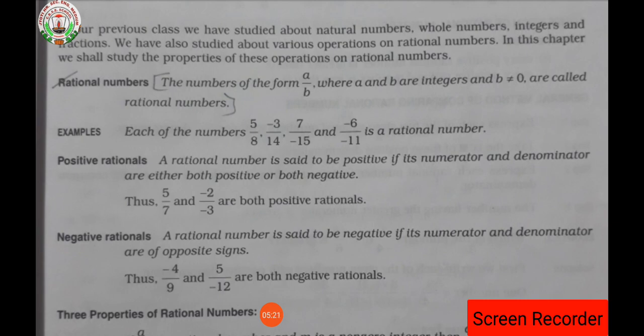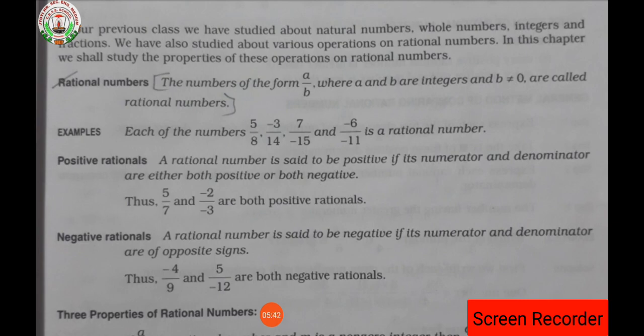Clear everyone? This is the definition of a positive rational number. Hope you people understood. Okay. Next comes the negative rational number. Here we are going to deal with the negative rational number. As the word itself says negative, that means either the numerator or the denominator will be negative.